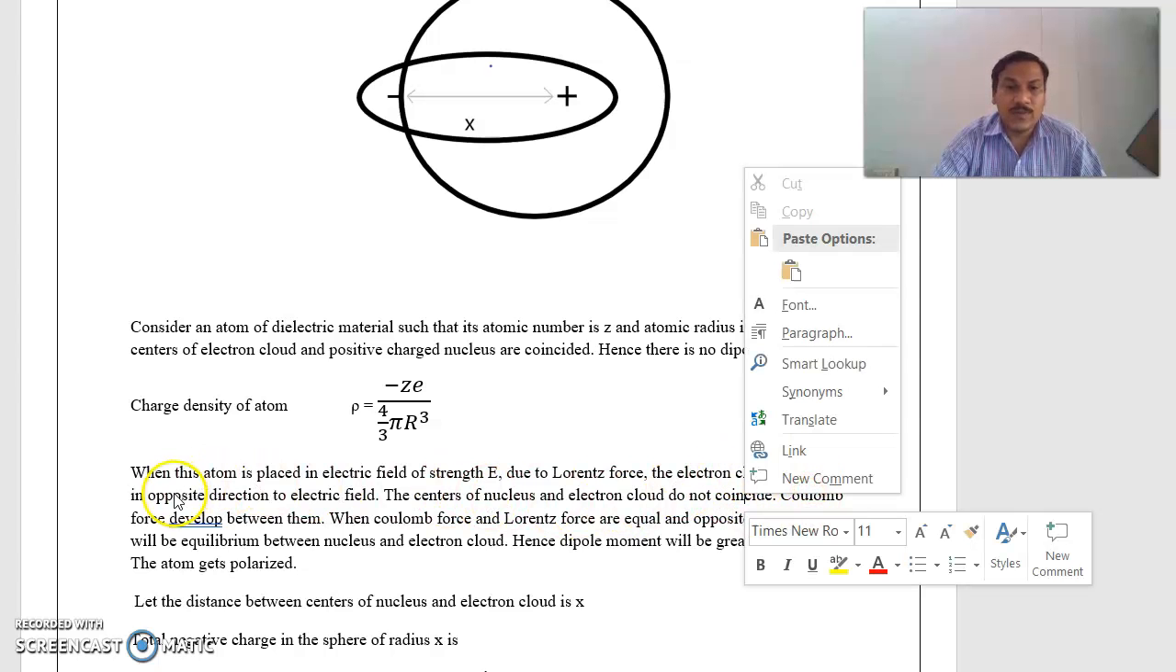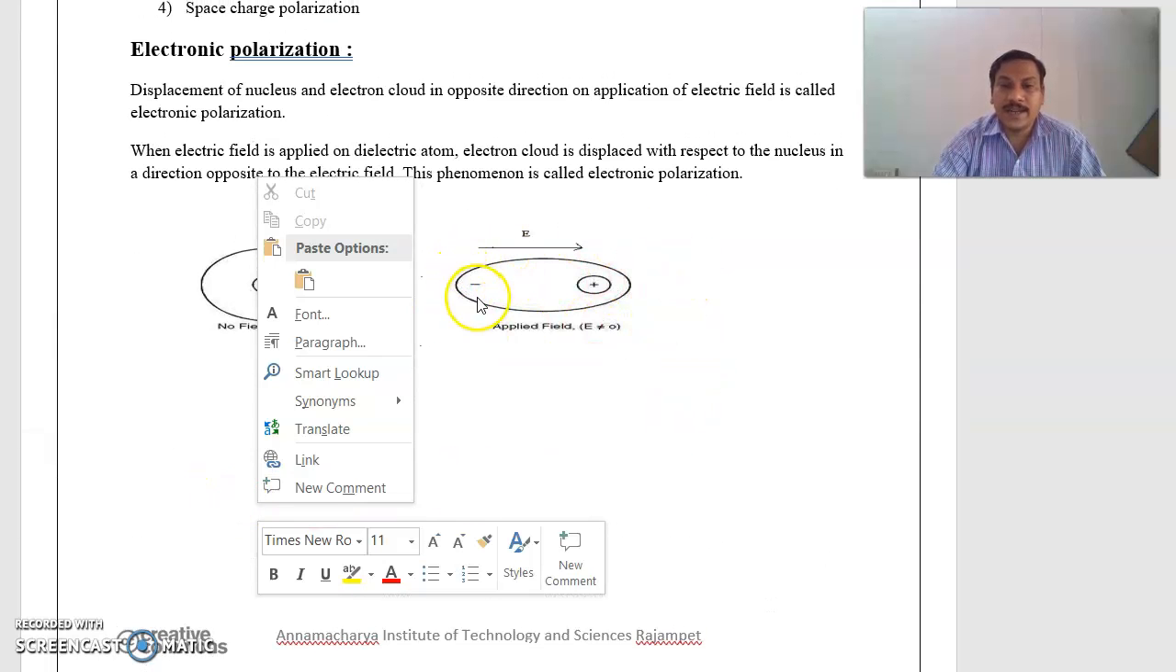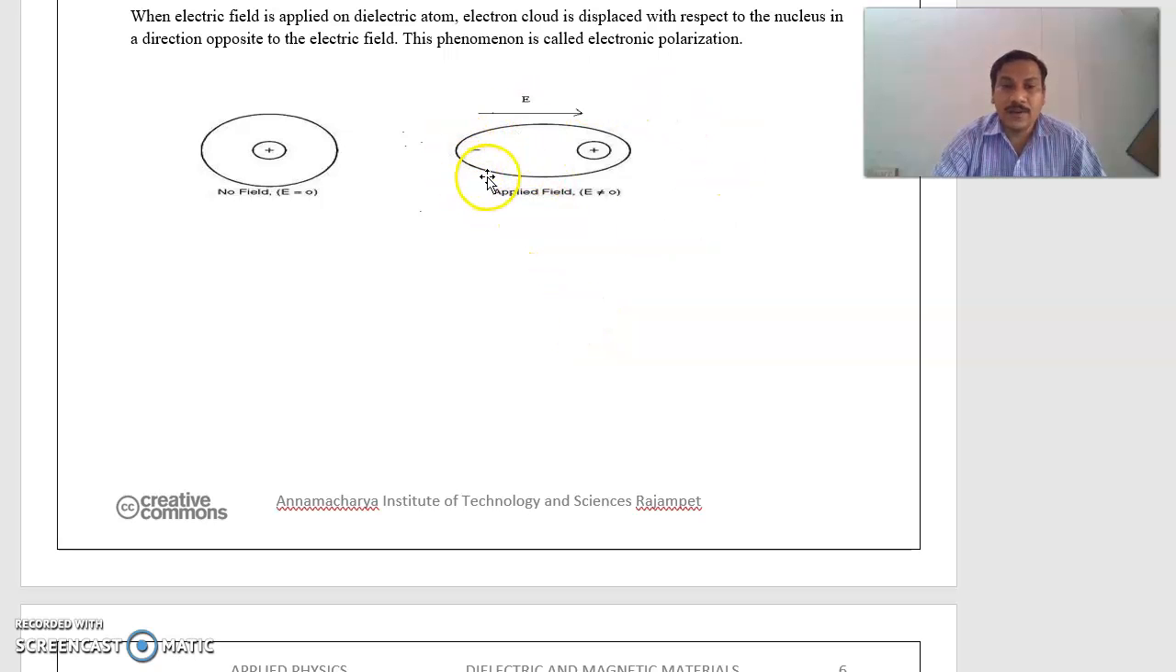So when this atom is placed in electric field of strength E, due to the Lorentz force, the electron cloud will move in opposite direction to electric field. Then immediately the Coulomb force will act between positive charge center and negative charge center. Because of the opposite charge of electron and protons, there is attractive force, that is called Coulomb force. So the Lorentz force separates positive and negative charges, and the Coulomb force attracts them.